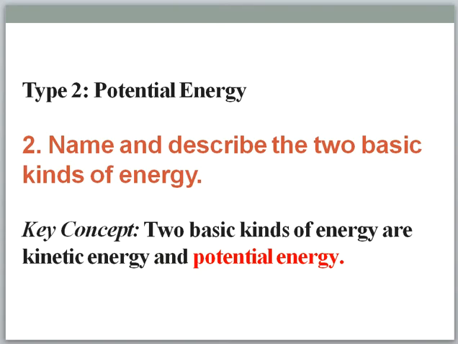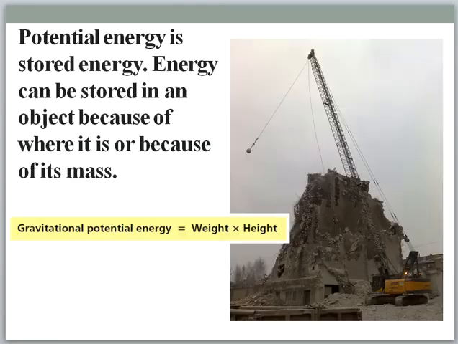What's the second? Well, it's potential energy. Two basic types of energy, kinetic and potential. What's kinetic? It is the energy of motion. Well, there are different forms of potential energy. Potential energy is stored energy. Energy can be stored in an object because of where it is or how big it is. Now, the first form of potential energy we're going to talk about is called gravitational potential energy. If we take the weight of that object, which is its mass times gravity, and multiply that by the height, then that tells us how much potential energy that object has.